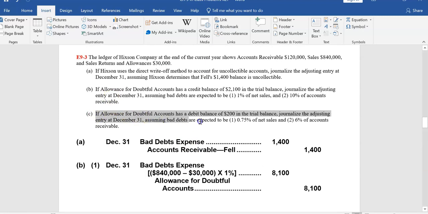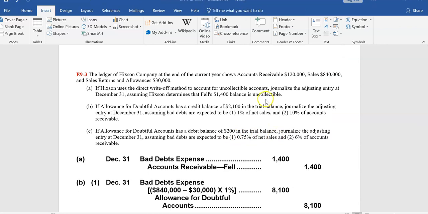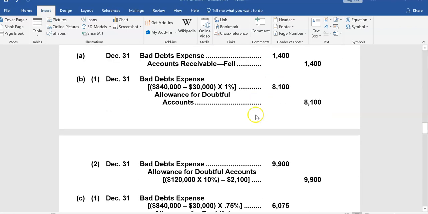This third scenario is going to change things up slightly. Instead of the allowance for doubtful accounts having a credit balance, it currently has a debit balance of $200. So journalize the adjusting entry, assuming bad debt expense is 0.75% of net sales. All right, let's do this with the percentage of net sales method.